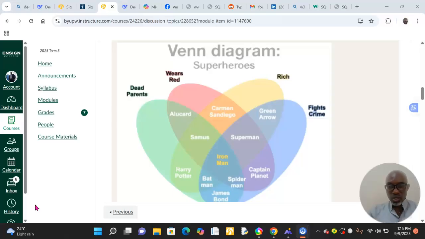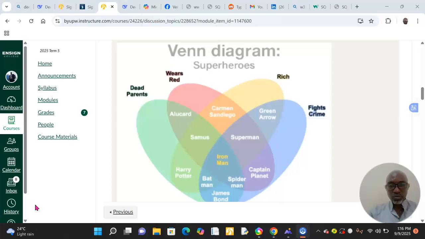Now, let's look at except. If we exclude Harry Potter from the rich dataset, we are left with superheroes who are rich but don't wear red. For inner join, Iron Man is the only superhero in all four categories: dead parents, wears red, rich, and fight crime.